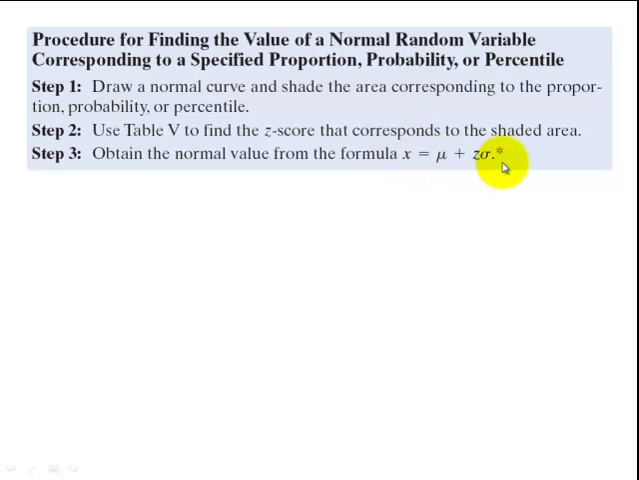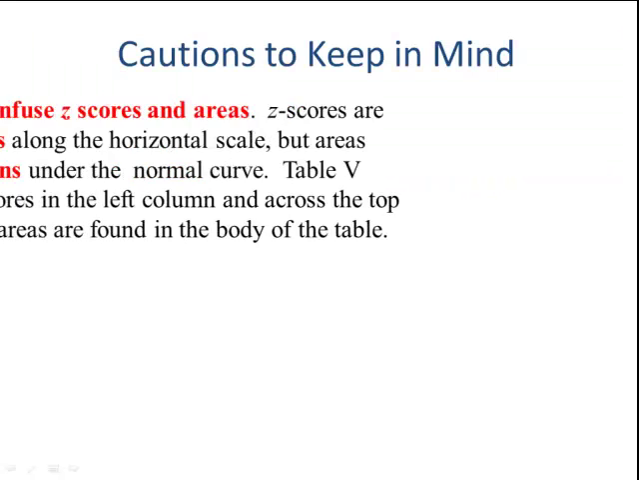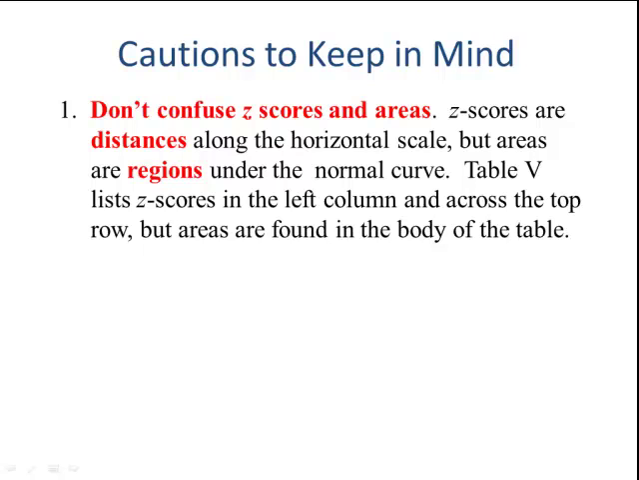Now this formula here is derived from the z-score. So if you take the z-score and solve for x, this is the formula that you get. Some cautions to keep in mind. Don't confuse z-scores and area. Z-scores are distances along the horizontal scale, but the areas are regions under the normal curve.